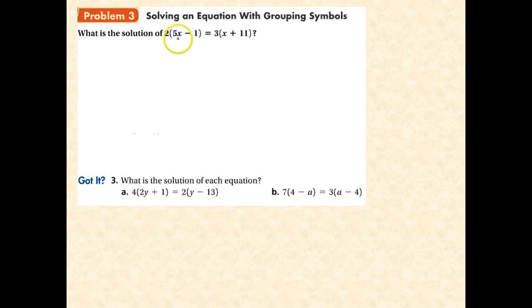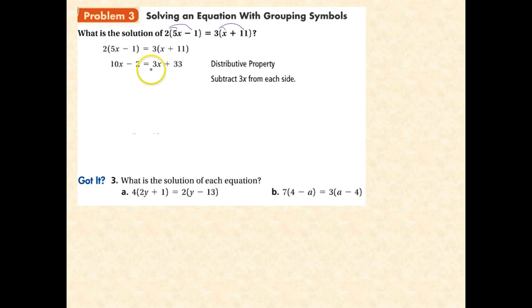Alright, here's an equation that has the variable on both sides, but we've got grouping symbols too. What do you think we should do now? Well, you are correct if you said we should probably use the distributive property. So let's go ahead and use the distributive property. 2 times 5x is 10x, 2 times negative 1 is negative 2, 3 times x is 3x, 3 times 11 is 33. Then let's subtract 3x from both sides.